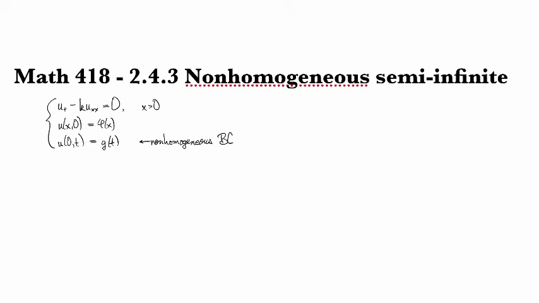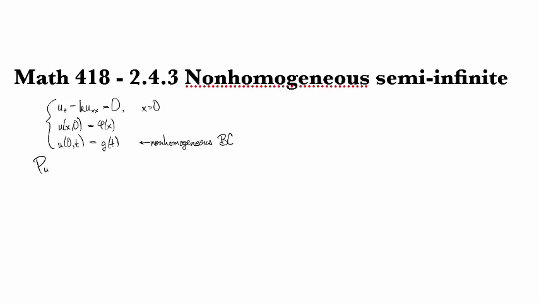Let's look at the heat equation still on the semi-infinite domain, so just for x positive. But this time we'll throw in a non-homogeneous boundary condition. So how do you deal with this? Well, turns out, once again, we can reduce it to something we've already solved.